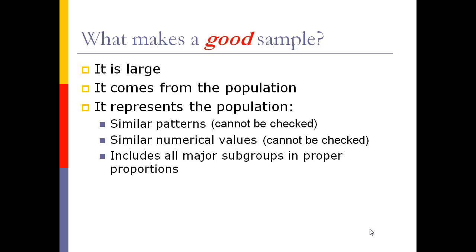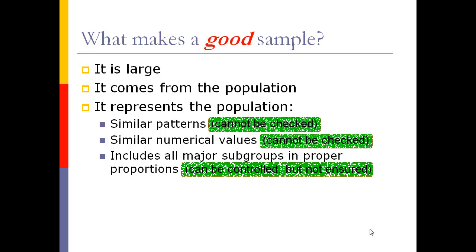Okay? Now this is something where we have a little bit more hope. So this we can control for. We can design the sampling so that it will try to do that, but quite often we cannot ensure that this is going to happen exactly. So notice all these limitations.